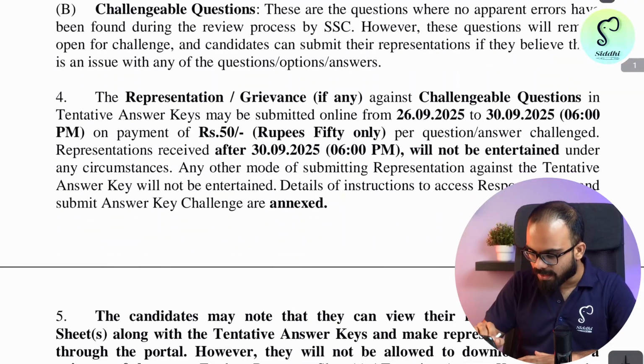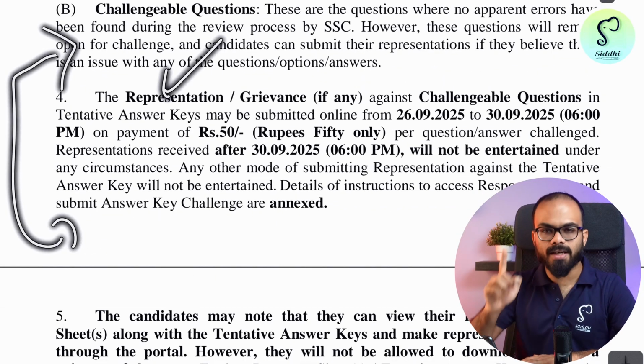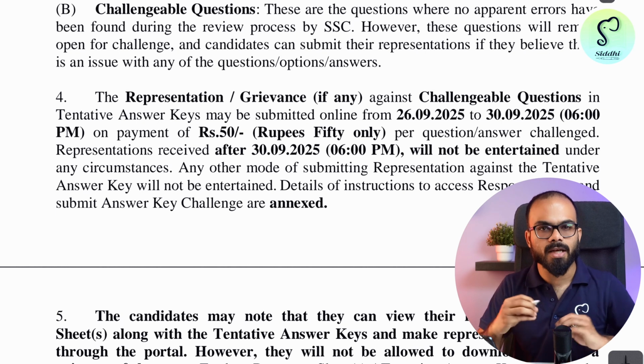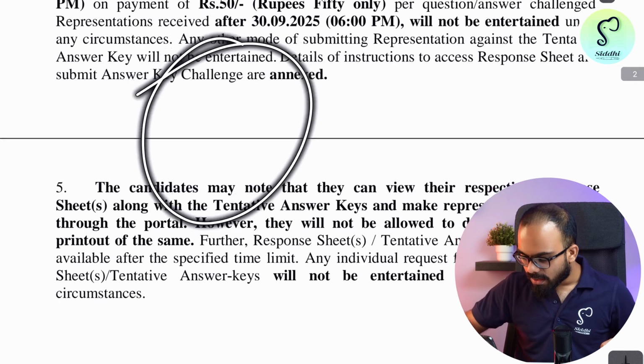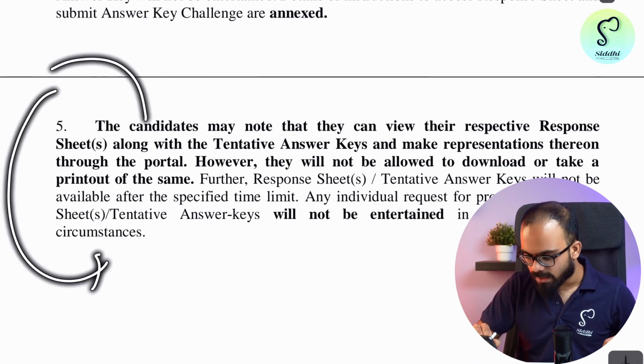The next major change is with respect to the fee. Earlier, to challenge a question, they used to collect 100 rupees, but now that is reduced to 50 rupees per question. The last thing with respect to the response sheets is that SSC has disabled the print option.